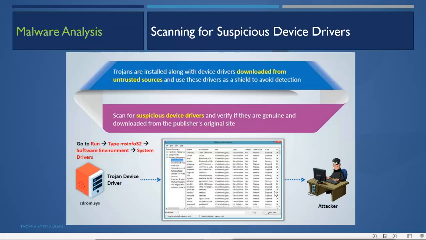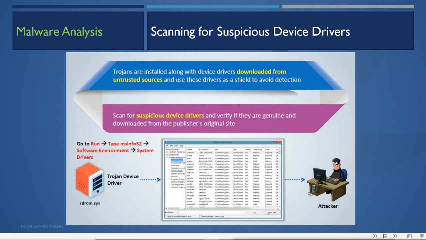Then, to scan for suspicious device drivers: Trojans are installed along with device drivers downloaded from untrusted sources, and they use these drivers as a shield to avoid detection. They can hide themselves by using the drivers directory, and they install DLL files in that directory to hide themselves. So we can scan for the drivers.